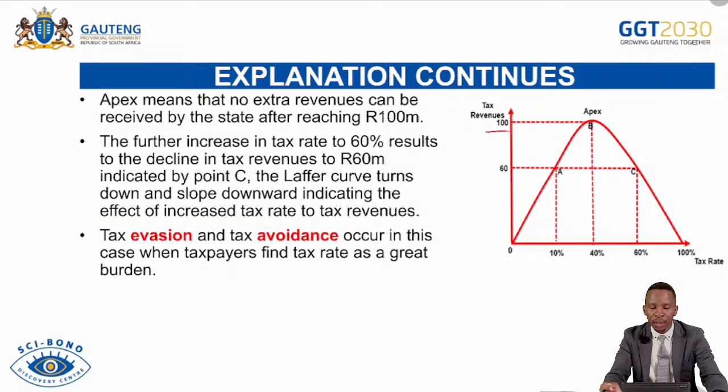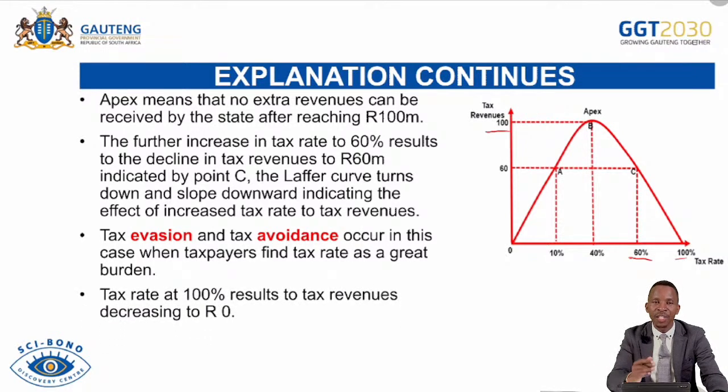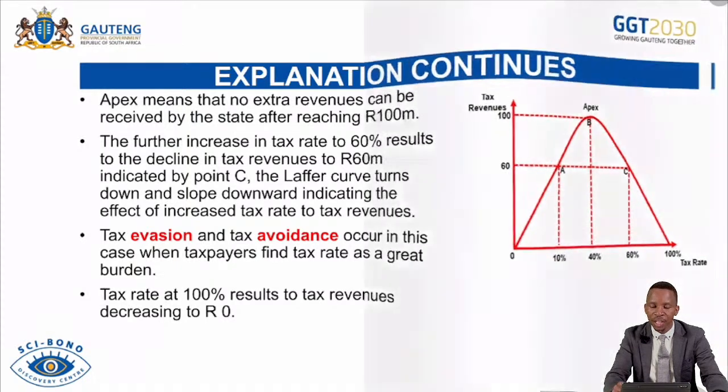Tax evasion and tax avoidance will then occur if the tax rate is very unreasonable at 60% or 100%. Remember, tax evasion occurs when taxpayers do not disclose their sources of income, while tax avoidance occurs when taxpayers, companies or businesses use the strategy of giving back to the community or society so that they can get tax benefits from the government. So tax evasion is illegal and tax avoidance is legal. A tax rate at 100% results in tax revenues received being 0, because no one will be willing to work if the whole amount they receive goes straight to the state or the government.